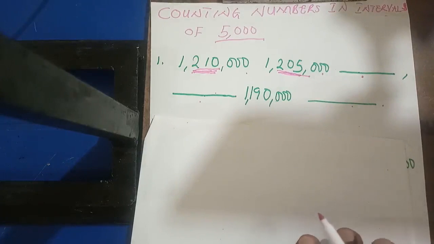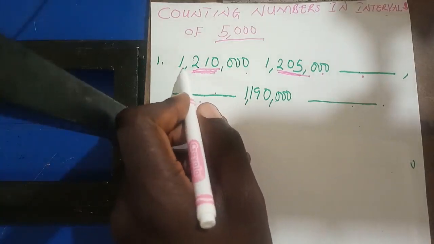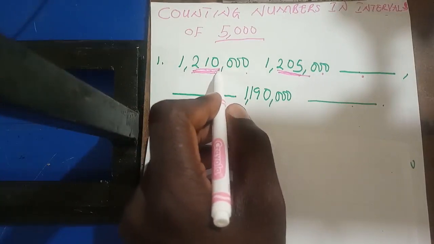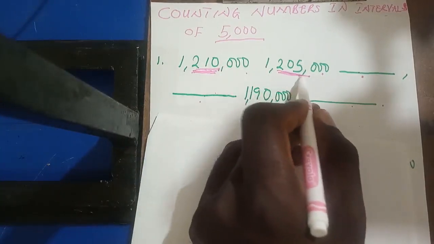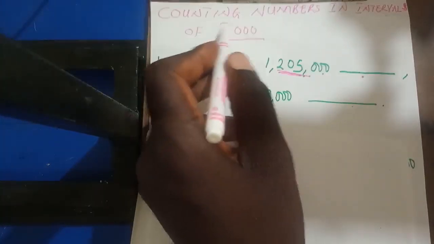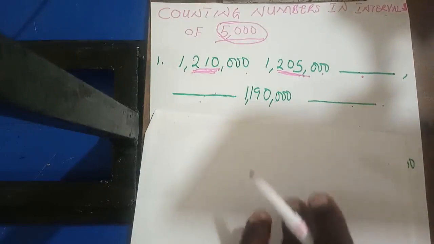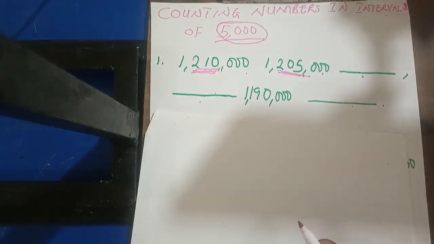210,000. The other one, 205,000. Therefore, there we see that there is a clue there. And what is that clue? We see here there is a difference between 1,210,000 and 1,205,000. What is the difference? It is indeed 5,000 is the difference.